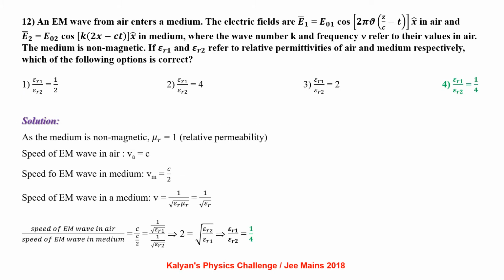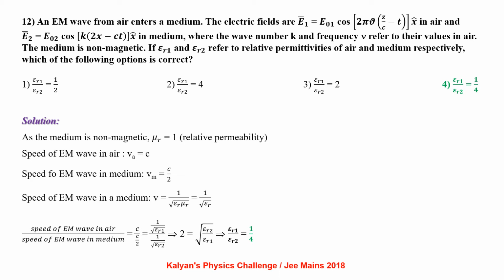An electromagnetic wave from air enters a medium. The electric fields are E1 equal to E01 cos 2 pi nu of (z by c minus t) x cap in air, and E2 equal to E02 cos k(2z minus ct) x cap in medium, where the wave number k and frequency nu refer to their values in air. The medium is non-magnetic. If epsilon r1 and epsilon r2 refer to relative permittivities of air and medium respectively, which of the following options is correct?